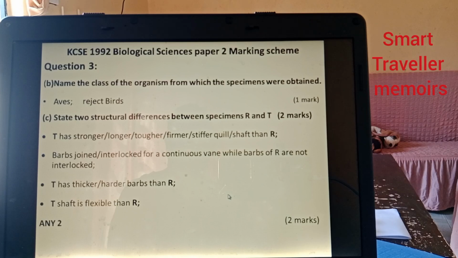C. State 2 structural differences between specimen R and T. T has a stronger or longer or tougher or firmer or stiffer quill shaft than R. Barbs of T are interlocked for a continuous vein, while barbs of R are not interlocked. T has thicker barbs than R. And finally, T shaft is less flexible than R.